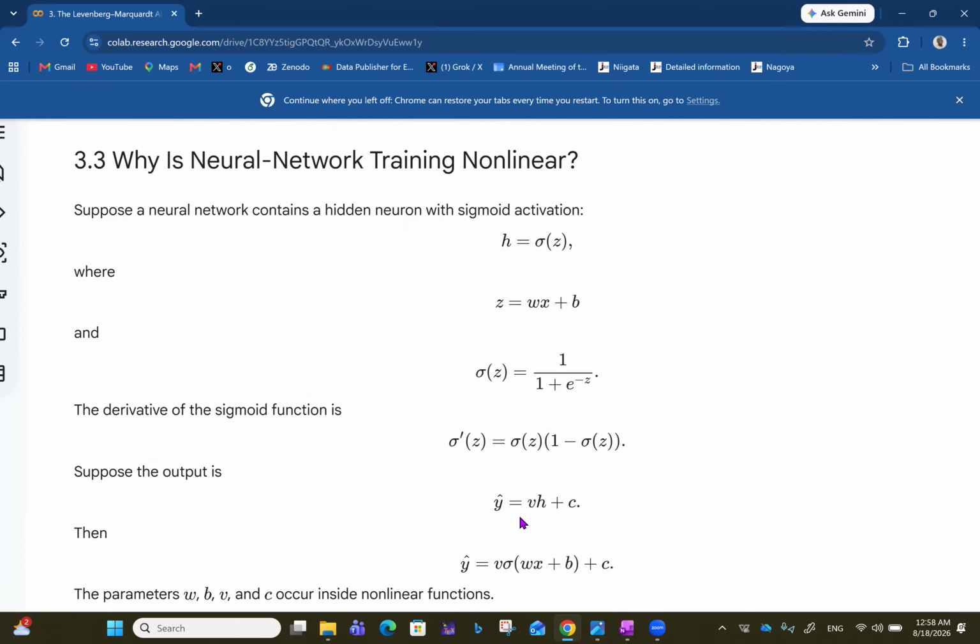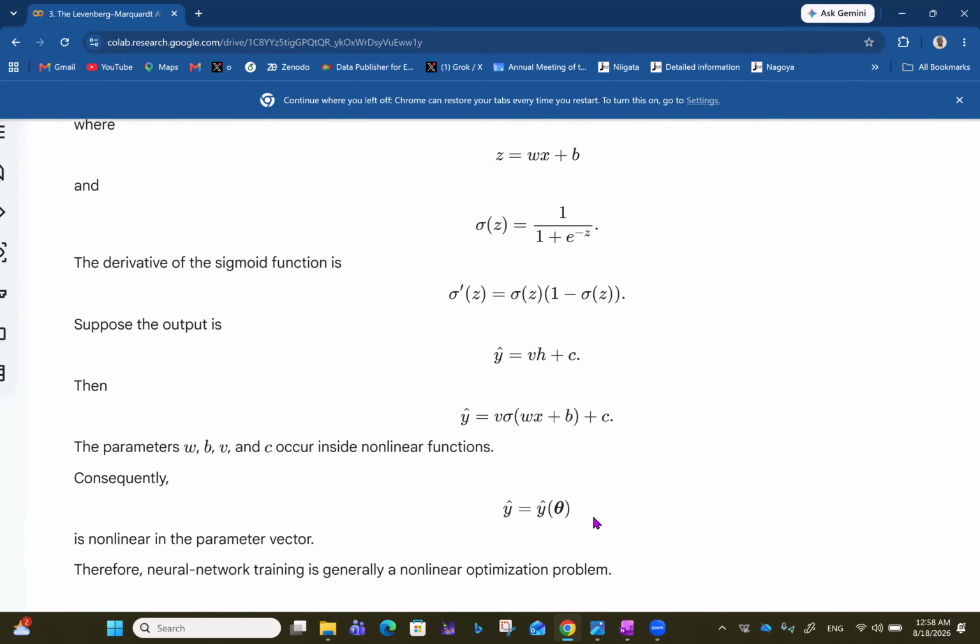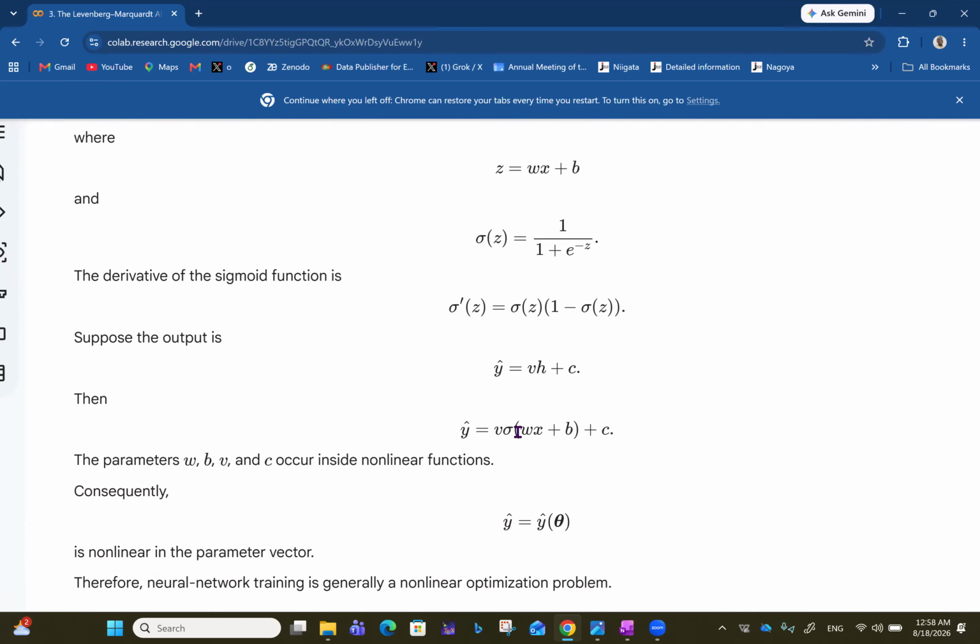Now, suppose the output Y cap is VH plus C. Then we can say Y cap is equal to V sigma of WX plus B, plus C. So the parameters W, B, V, and C occur inside nonlinear functions. Consequently, we say that Y cap is Y cap of theta, and it is nonlinear in the parameter vector. Therefore, neural network training is generally a nonlinear optimization problem.